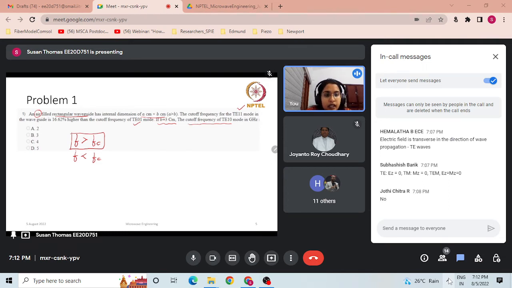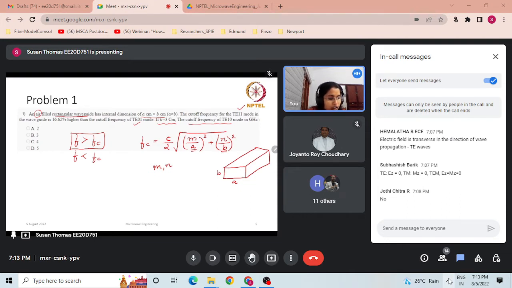So in the case of a rectangular waveguide, we write the fc as c by 2 into the root of (m by a) the whole square plus (n by b) the whole square. I am not going into the details, but you can understand that c is the speed of light, and m and n represent the mode. Say if it is TE11, m is equal to 1, n is equal to 1. If it is TE10, m is equal to 1 and n is equal to 0. And a and b are the dimensions of the rectangular waveguide. So a is the longer dimension and b is the shorter dimension. So this would be the waveguide.